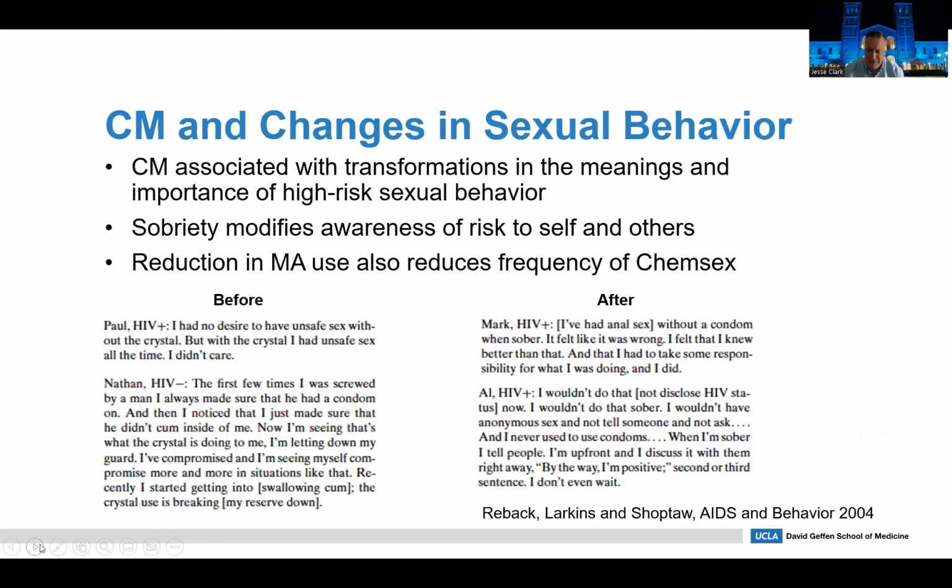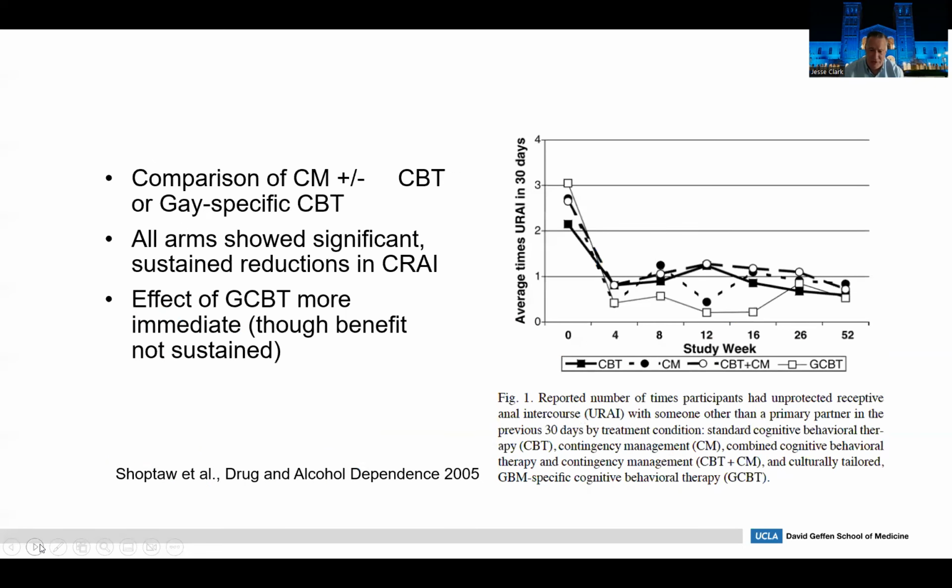Next slide. So you can see this transformation of attitudes, not just behavior related to sobriety or to decreased meth use. So this is analysis of the patterns of condomless receptive anal intercourse, comparing the contingency management with the CBT or the gay-specific CBT arms.